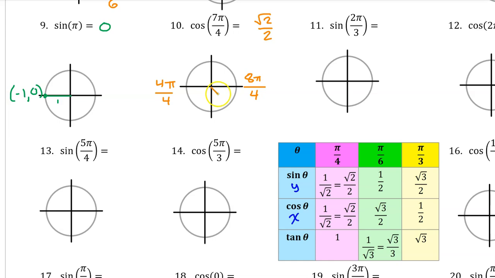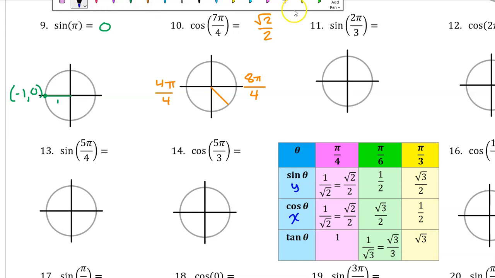That means 7 pi over 4 will be right here in the fourth quadrant. On the unit circle, cosine is the x value, and x values are positive in the fourth quadrant because we are to the right of the y-axis. So we will simply leave the answer as positive radical 2 over 2.